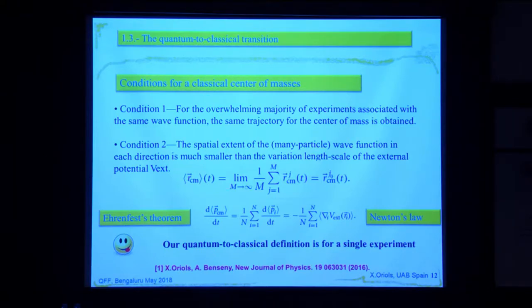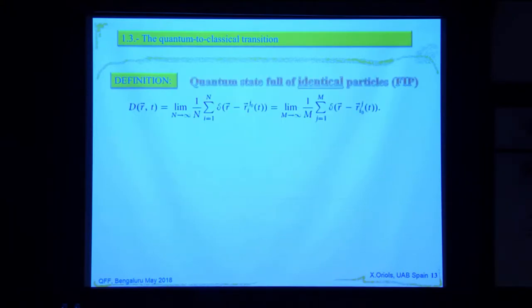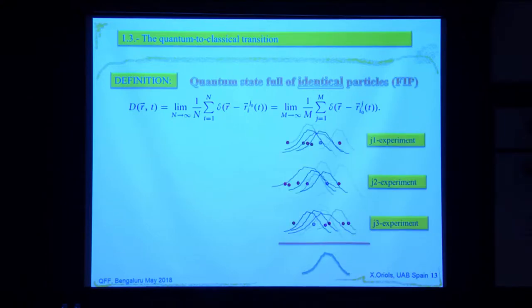Okay, but are there quantum states that satisfy this condition one? And the answer is yes. We have defined this quantum state full of identical particles, that is this state that satisfies these conditions. And I will explain what this is. Here, you have some distribution, these are the different experiments and this is just one particle. So you take one particle in one experiment, in another experiment you take another Bohmian particle, all these particles are identical, and when you make a lot of experiments you have some distribution of these particles.